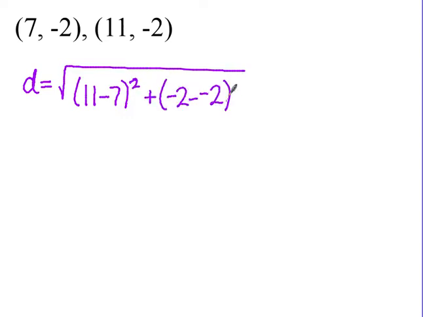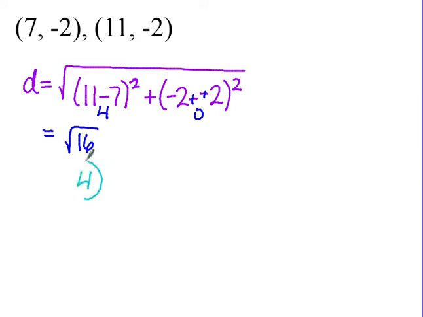Negative 2 minus negative 2 squared. Okay. So what is 11 minus 7? 4. So I end up getting 4 squared. What's negative 2 minus negative 2? 0. So what is 4 squared? 16. What is the square root of 16?